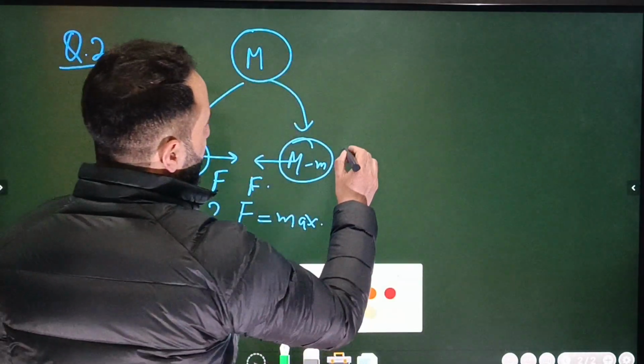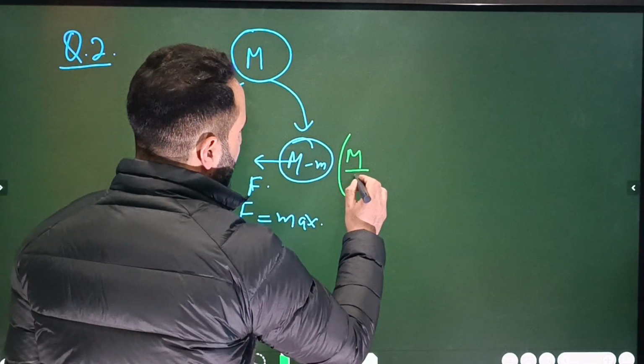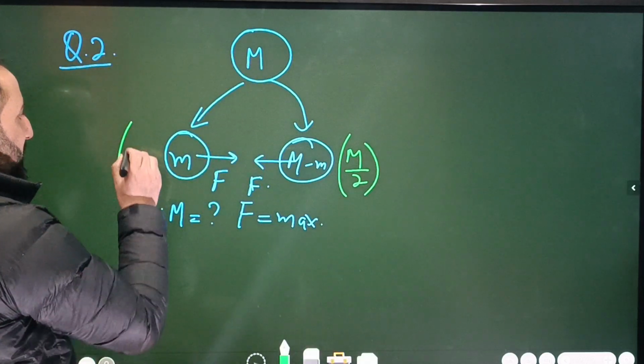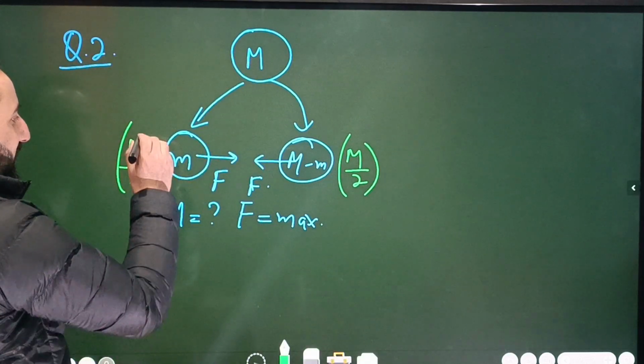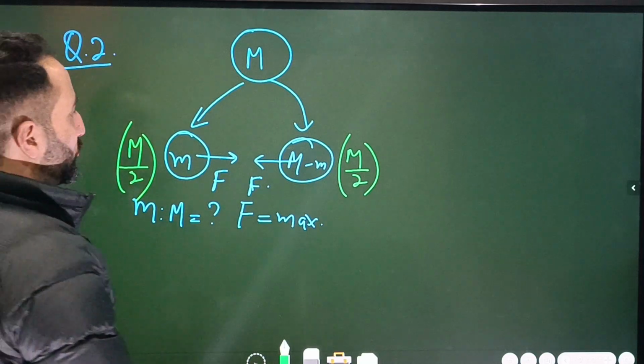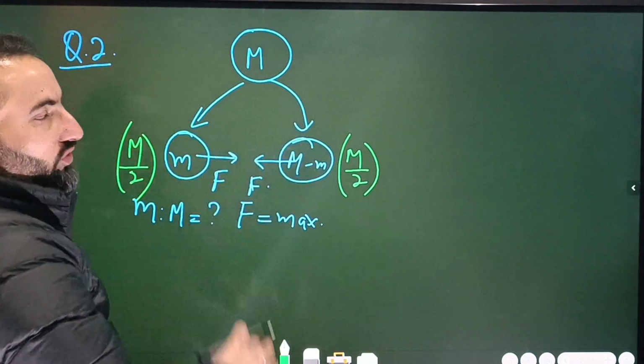This is capital M. So that means this must be m by 2. इसका मास कितना होना चाहिए बेटा? m by 2. So for example this is 10 kg. So for the force to be maximum ये होना चाहिए 5 किलोग्राम और ये भी होना चाहिए 5 किलोग्राम.